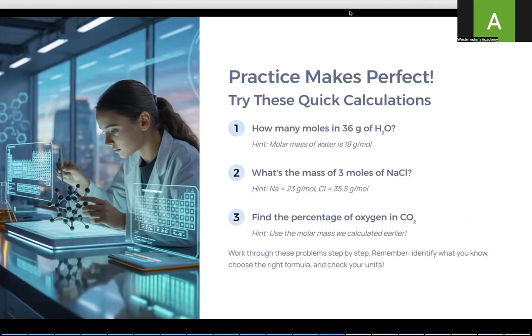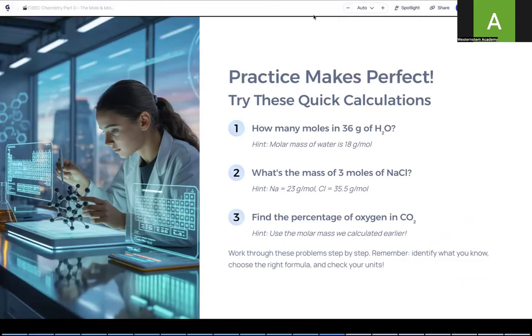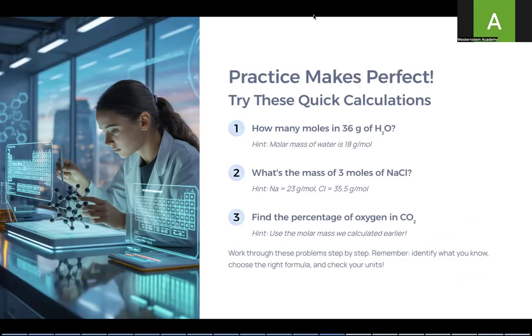Practice makes perfect, always. That's what I tell my students every day. We're going to try these quick calculations. Number one: how many moles are in 36 grams of H2O, water? Hint: the molar mass of water is 18 grams per mole. I shouldn't give you the hint, but go ahead.